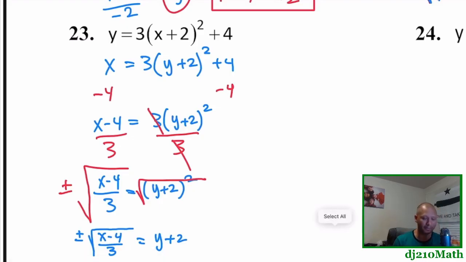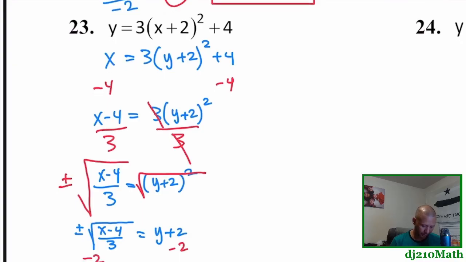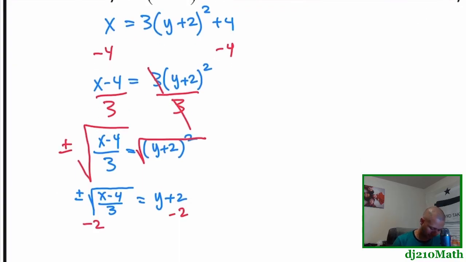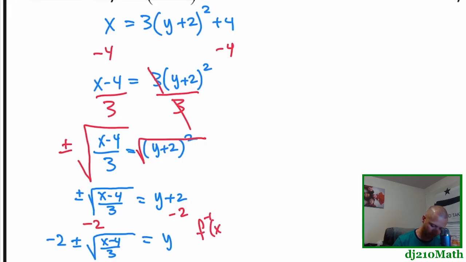So last step to get y by itself, we subtract 2 from both sides. Well, you can't see it, but I'm subtracting 2 from both sides. So this is going to be y is equal to negative 2 plus or minus the square root of (x minus 4) all over 3. And now y is isolated. That's what we wanted to happen. So f inverse of x is equal to negative 2 plus or minus the square root of (x minus 4) all over 3.